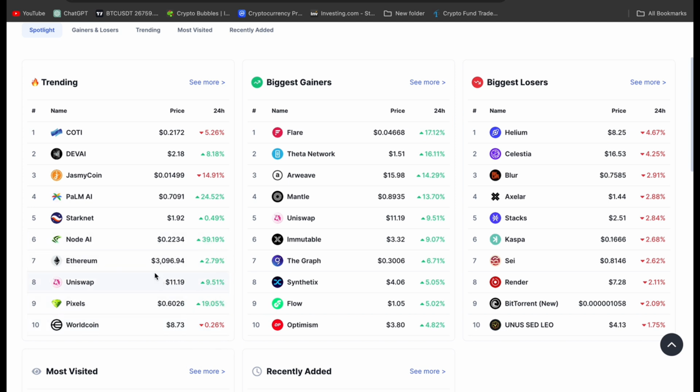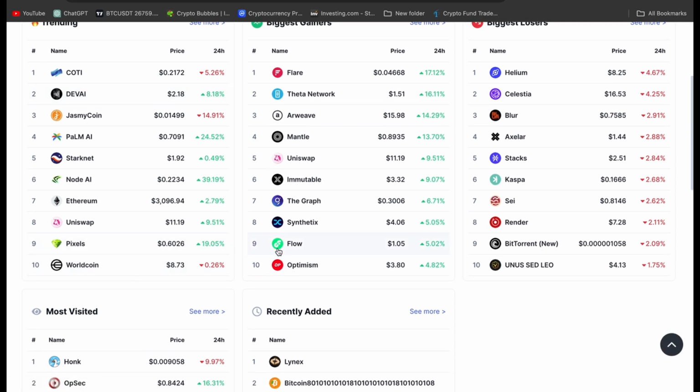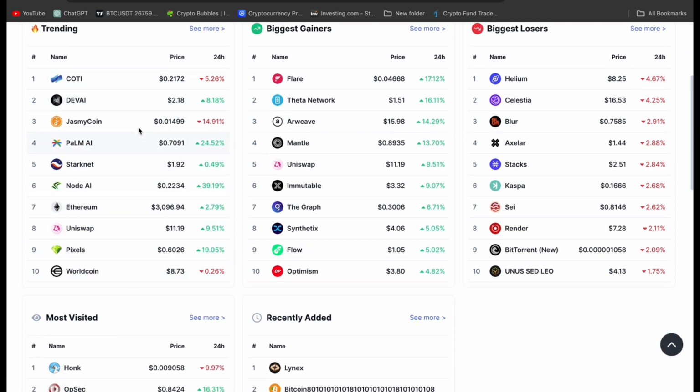Ethereum too has crossed $3,000. Uniswap has managed to cross $10, and now it's around $11.19. And we have this particular coin too that was released. It was a shit coin. So we have these coins on the left-hand side. These are the coins that are currently trending.